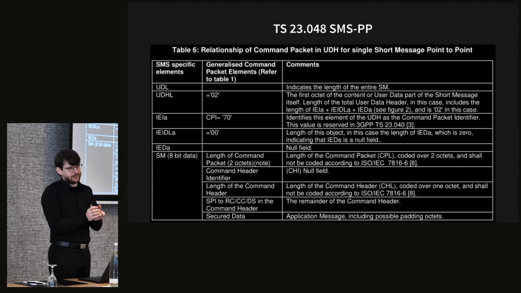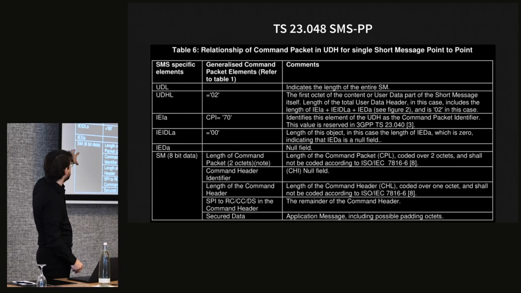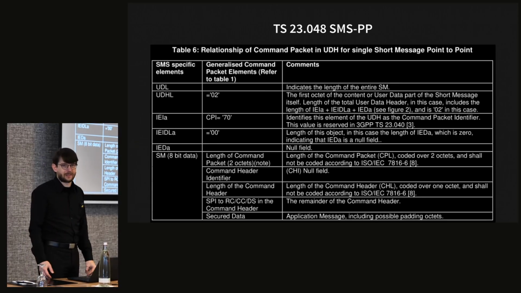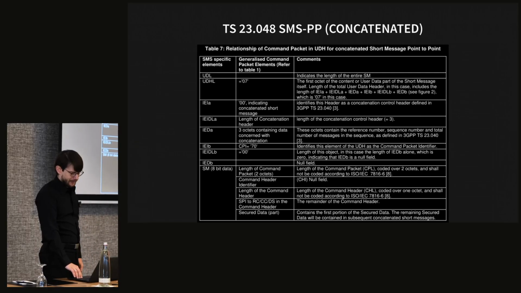So you basically have 2 different fields within the user data header. One of them is mandatory. So in a single SMS for the secure command packet structure, your user data header will look like this. You will basically have the information element identifier 70, which tells you that this is a secure command for the SIM card. And if you have multiple concatenated messages, then it's a longer user data header, because now you have 2 different information elements, one for the concatenated SMSs and the second one for that this is a secure packet structure.